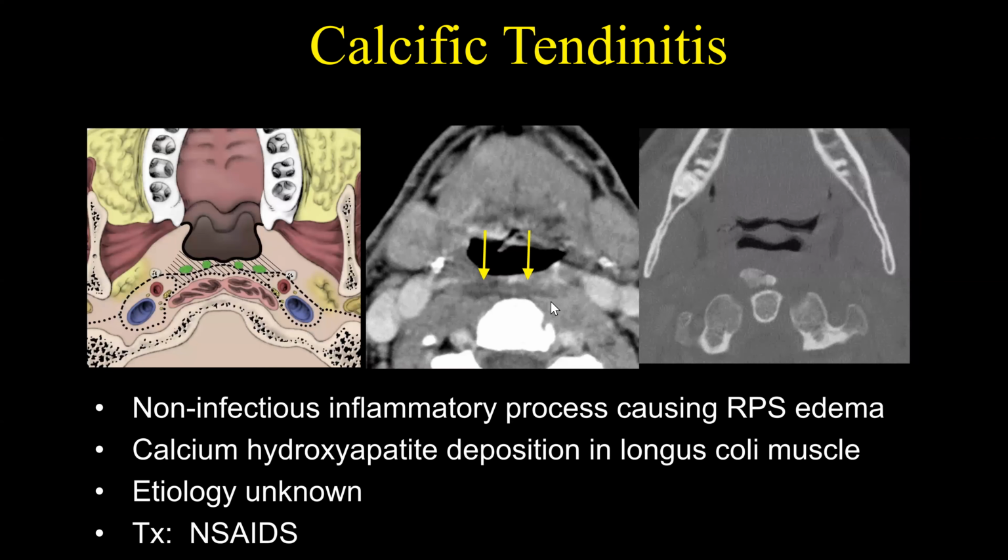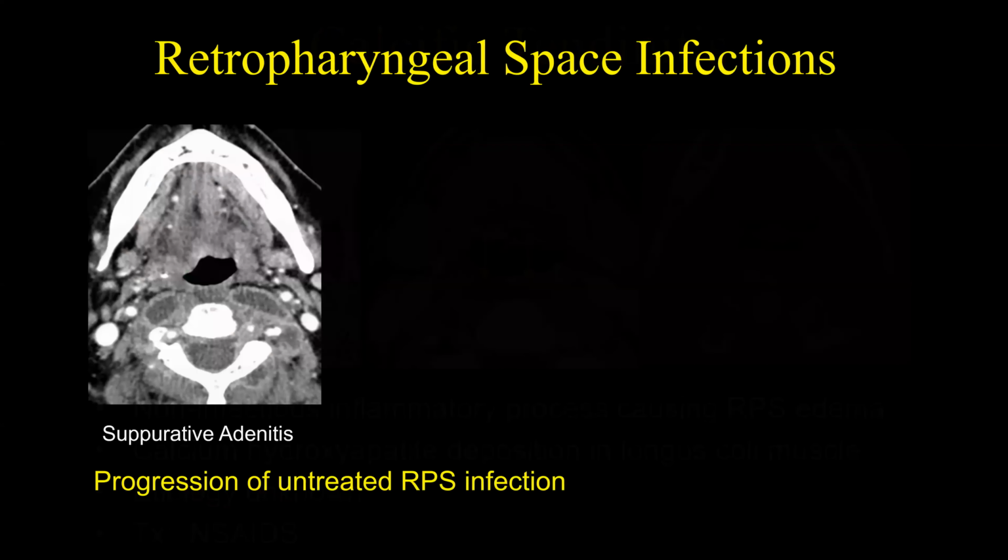And another example here, this was edema involving the retropharyngeal space. We can see the alar fascia, and again, just anterior to C1, another example of calcific tendinitis resulting in retropharyngeal space edema. So when you do see this, you don't want to mistake this as a retropharyngeal space abscess.